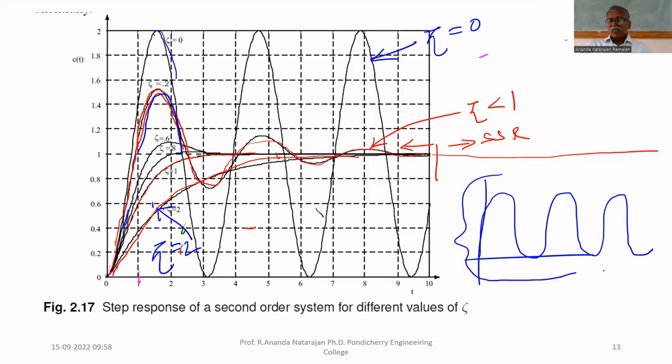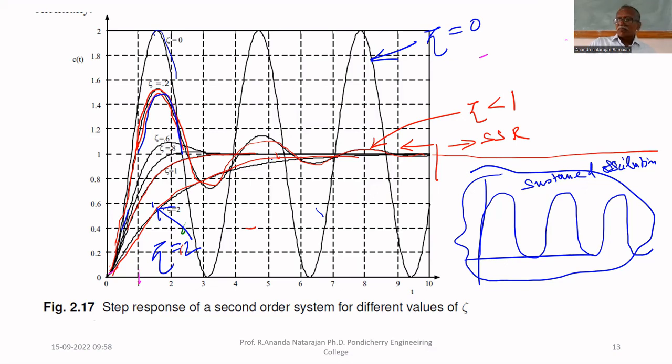MATLAB simulations. If zeta equals 0, we get sustained oscillation. This is called sustained oscillation. The oscillation remains there, sustained. If zeta is less than 1, it is damped oscillation.